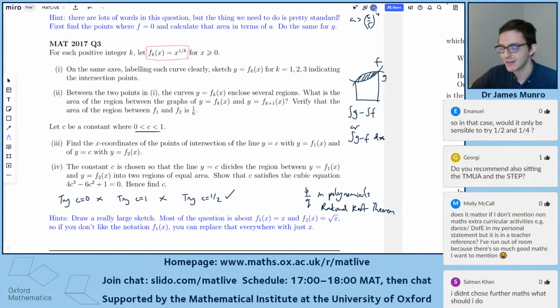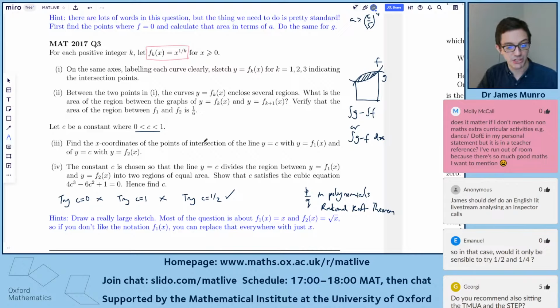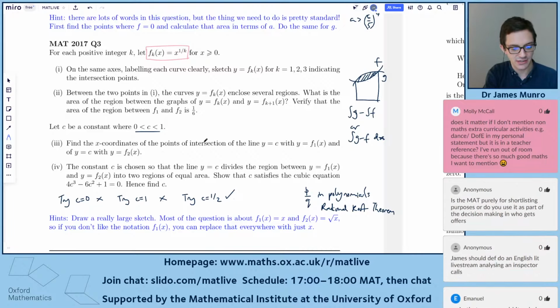Molly's got a question, which Flora's already said sounds fine, about not mentioning extracurricular activities like dance. Oxford does not judge applicants on things not related to mathematics for the maths applicants. For computer science, Oxford doesn't judge people. In general, Oxford doesn't judge applicants on things not related to their potential to do well on the academic course they've applied for. So it doesn't matter if you don't have dance or DofE. If it's going to be in a teacher reference anyway, okay, cool, yeah.